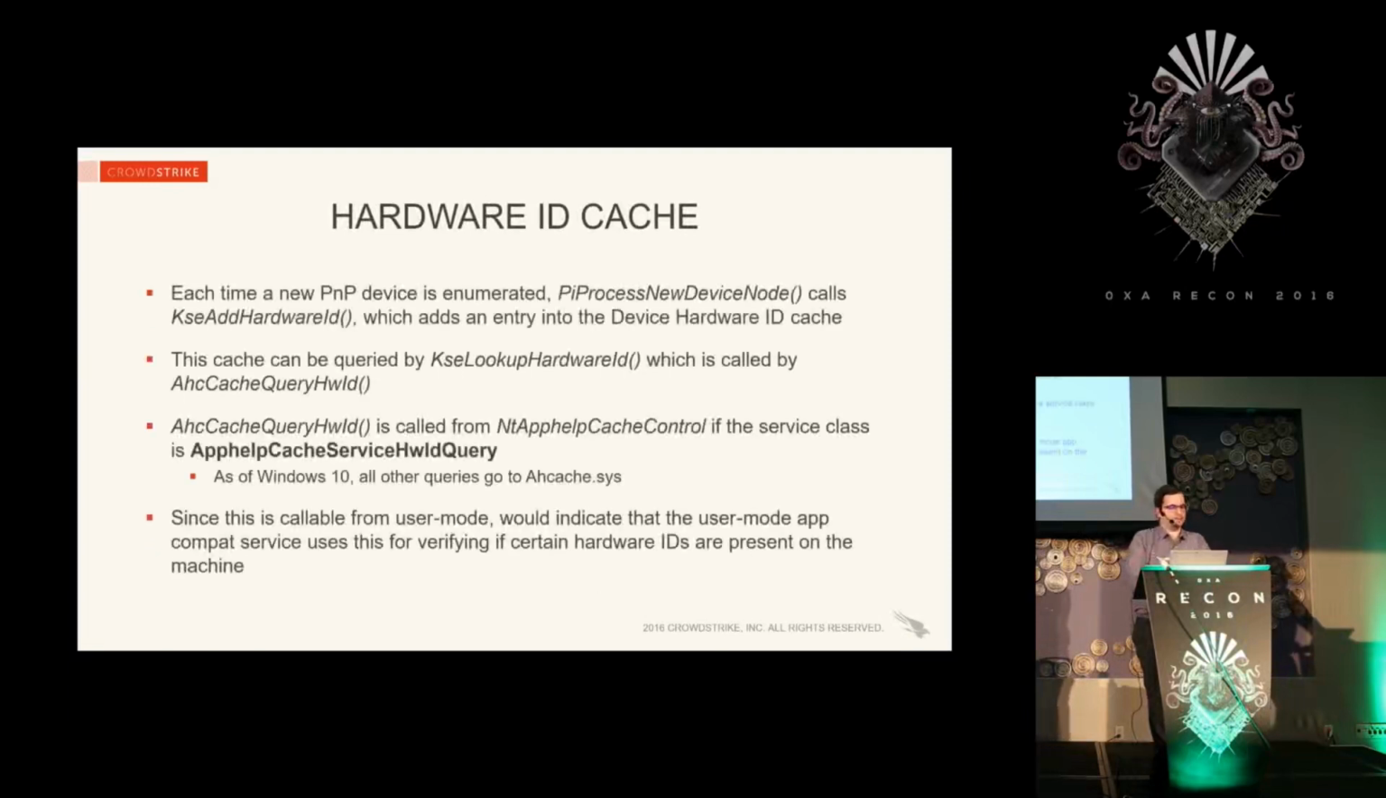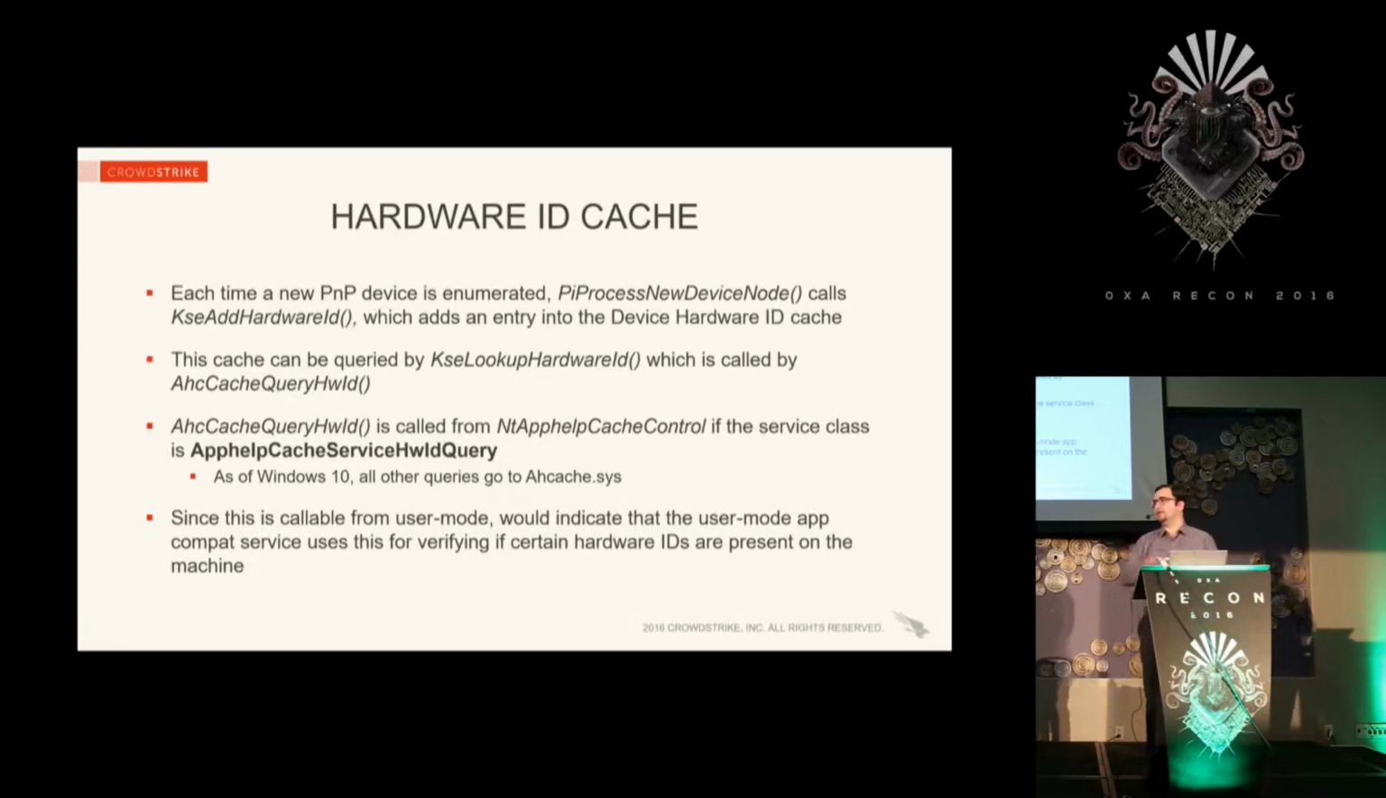KC also implements a hardware ID cache. Not 100% sure what this is used for, but basically anytime plug and play discovers a new device, it's going to capture the whole hardware ID and add it into another cache database. And then there's an app help function, NtApphelpCacheControl, that you can call from user mode, which is used by the application helper service. And this basically lets you query the hardware ID. So it's a very simple way of knowing, is this hardware present on your machine?